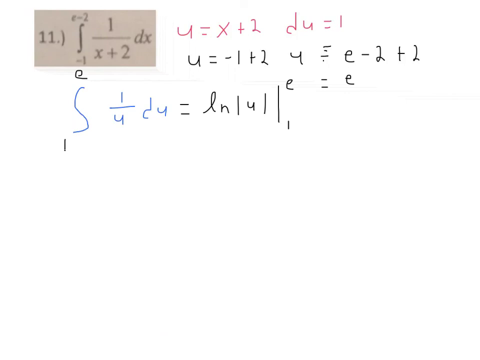So now we can plug in our limits of integration. We get the natural log of e minus the natural log of 1. The natural log of e is 1. The natural log of 1 is 0. So we get 1.